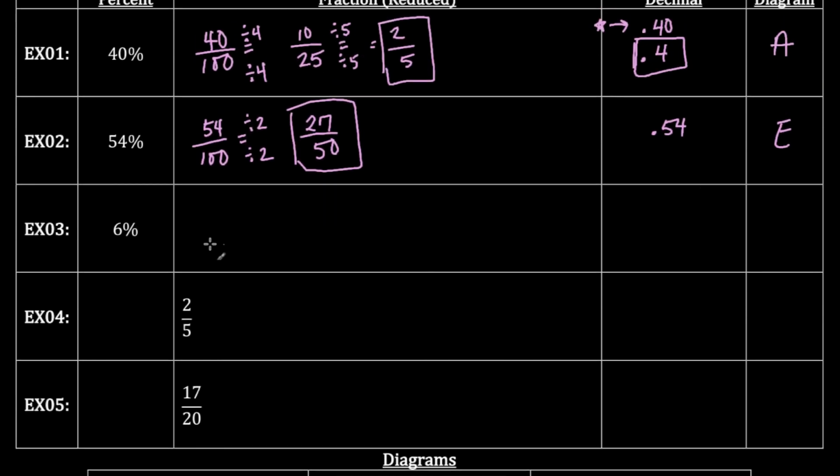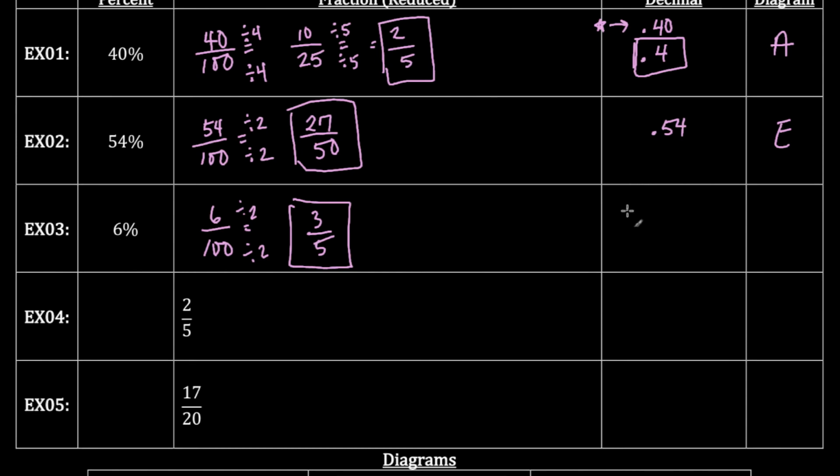Okay, example number 3, 6%. 6% means 6 out of 100. Let's see if we can reduce this by 2. Well, what happens when we reduce? Yeah. So 3 over 5, and we can't reduce that anymore. Remember, 6% means 6 out of 100.